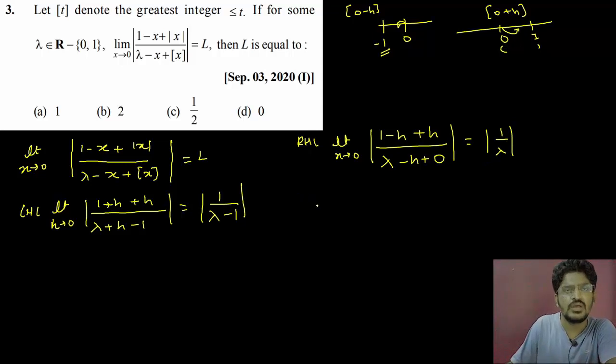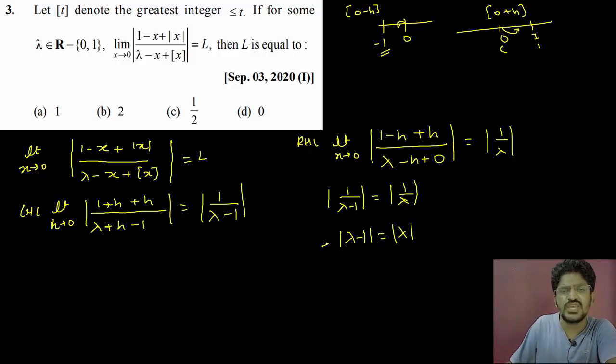Now they have given that it is equal to L. Therefore the LHL, mod of 1 divided by lambda minus 1, will be equal to the RHL, mod of 1 divided by lambda. So mod of lambda minus 1 will be equal to mod of lambda. We can write this: here you can see this is the term of LHL, which is less than 0. Therefore that's why it will be minus of lambda minus 1.